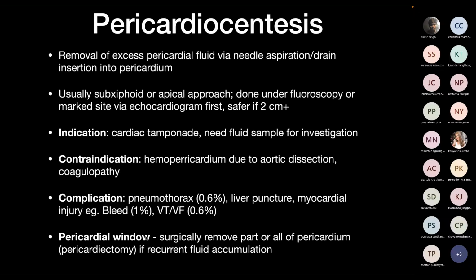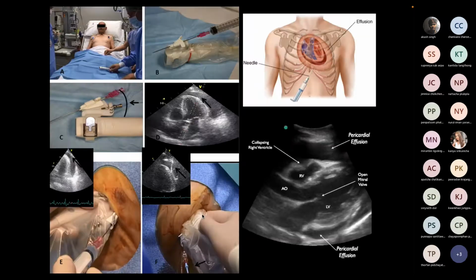Pericardial window, we only do it using CVT surgeons when they have chronic pericarditis or something like that. This is what it looks like. So that's the subxiphoid approach. And if we go by the apical approach, we'll puncture the needle from over here. So we mark the area using the ultrasound probe, the echo probe, and then we insert a needle to where there is the most fluid, therefore the safest area to approach. And then we stick a needle in and we drain the fluid out.